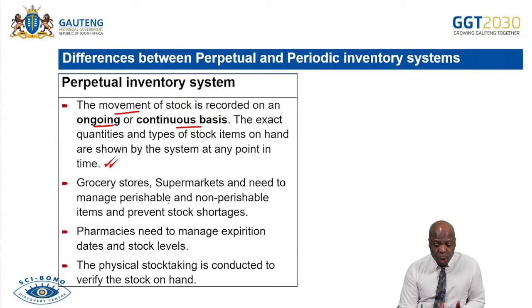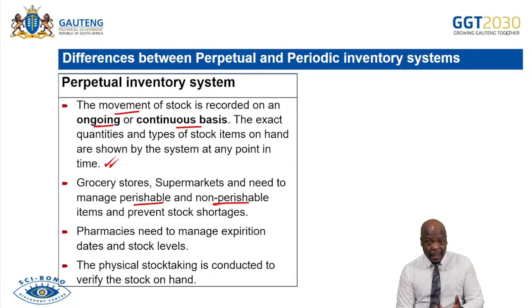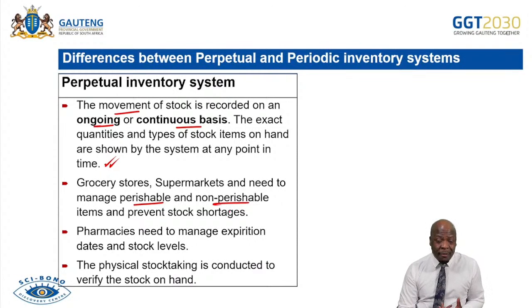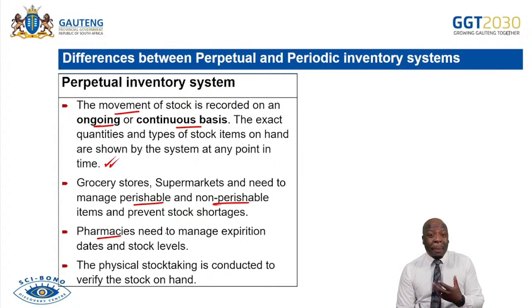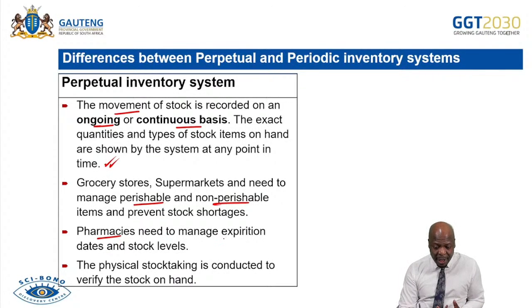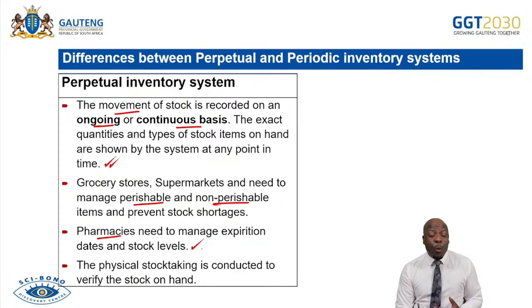For groceries and supermarkets, these are perishable, and some of them can be non-perishable items. So you'd find that these outlets would then employ the perpetual inventory system. One of the other businesses that can use the perpetual inventory system are your pharmacies, where you go and buy your medicine. They need to manage the expiration date and stock levels. Remember, when you buy your medicine, it must still be within the time period which you can use it.